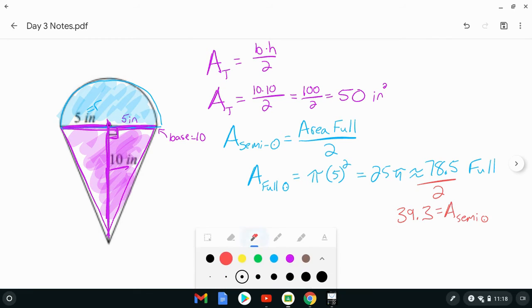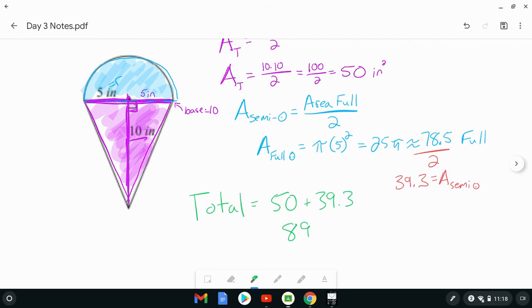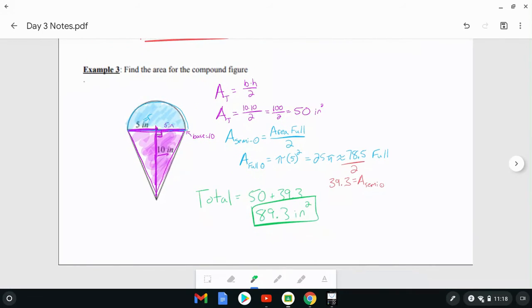Now, the total area, again, of the entire compound shape, you just add those two together, the triangle, which is 50, plus the semicircle, which is 39.3, and you end up with 89.3 inches squared. So that's how you find the area of compound figures, when you're trying to find a new total area that is made up of individual shapes that we can find.